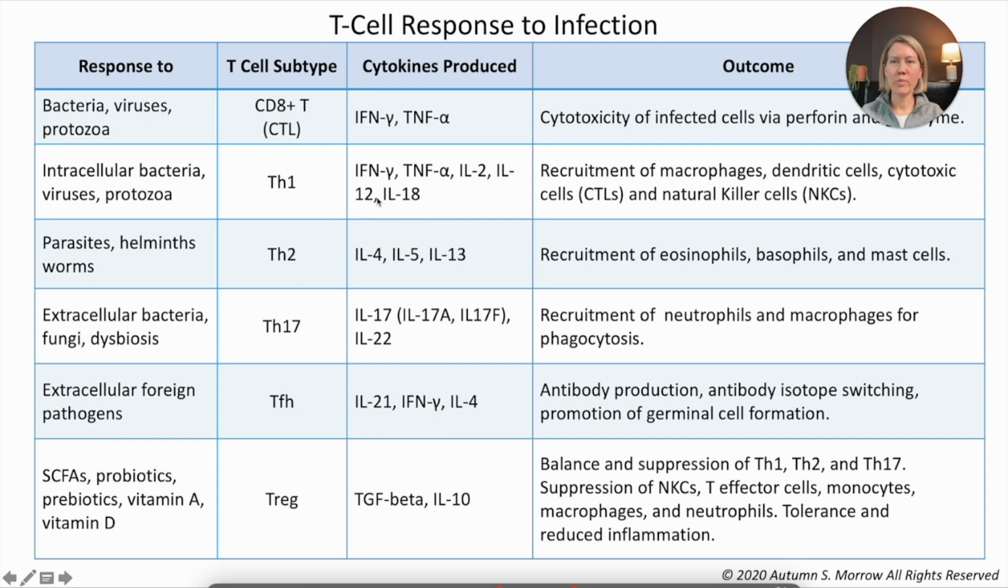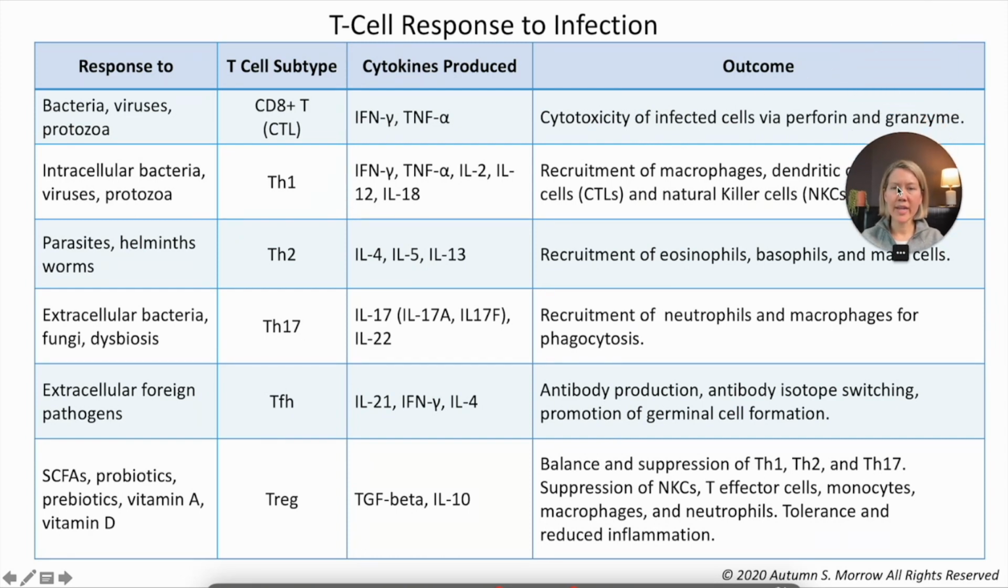Here's another table that helps to summarize the different T helper cell subtypes, what they're responding to, and what cytokines they produce in order to achieve which type of outcome. Now, I'm not going to spend a lot of time on this table, but it is a nice summary, and we will be diving into each one of these T helper cell reactions in later episodes.